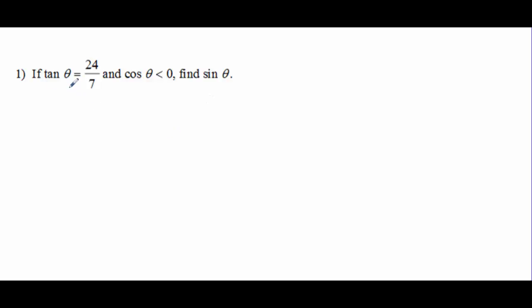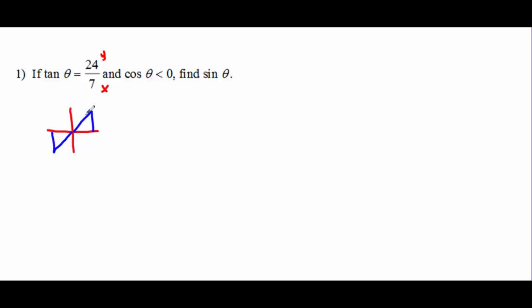So this asks us if tangent theta is 24/7 and cosine theta is less than 0, find sine theta. And so what we have to do with this is think about what quadrant this has to be in. There's some different ways to do it, but remember that tangent is our y value over our x value. And in order for us to get a positive 24/7, one of two things has to happen. Either both of those things are positive, which would put our triangle in the first quadrant, or both of them are negative, which would put our triangle in the third quadrant.